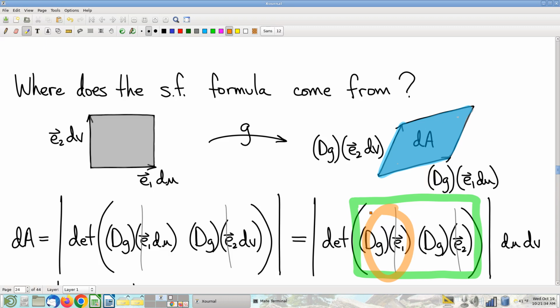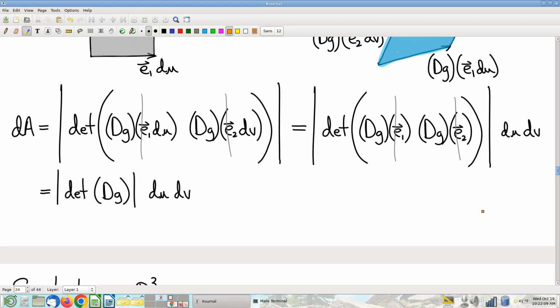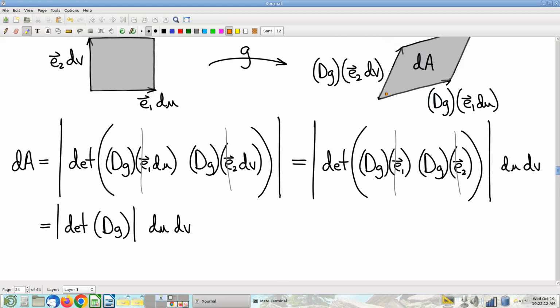Let me say it a little bit differently. The first column of this green matrix is the first column of dg. See what I'm saying? And then analogously, the second column of this green matrix is the second column of dg. So this green matrix that we're trying to understand has the same first column as dg. It has the same second column as dg. It's dg. So neat little observation. That's how this simplifies, and we basically win at this point.